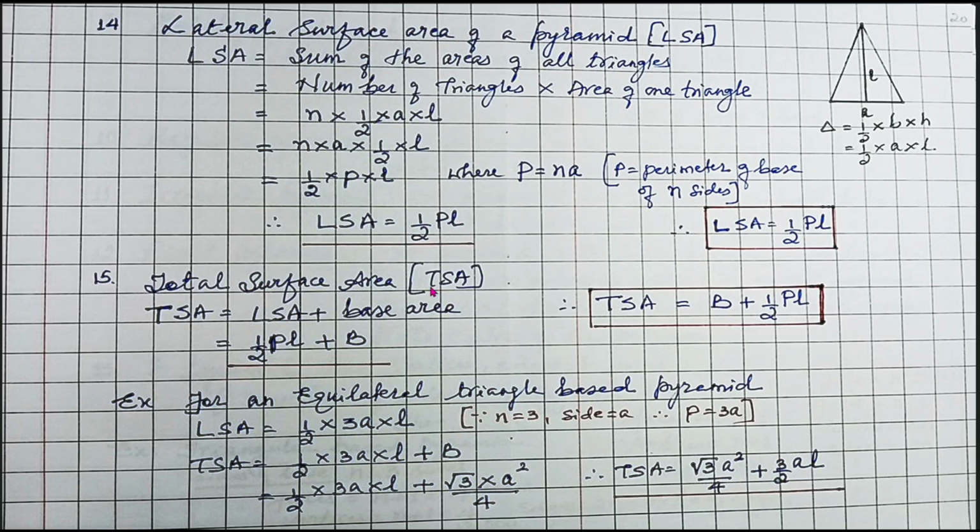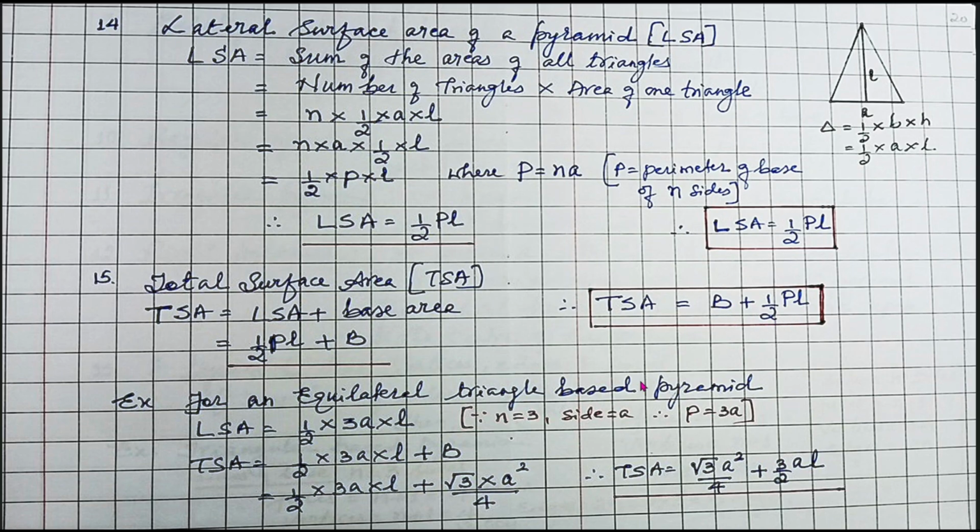Now, the total surface area is the lateral surface area plus the base area. Since the pyramid has only one base, we just have to find the area of the base, and the area of the base depends on the type of polygon which forms the base. If it is an equilateral triangle, then the area of the base is root 3 a square by 4. The total surface area is the base area B plus the lateral surface area, half PL.